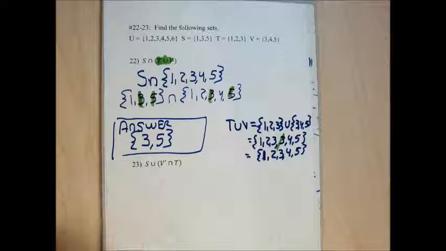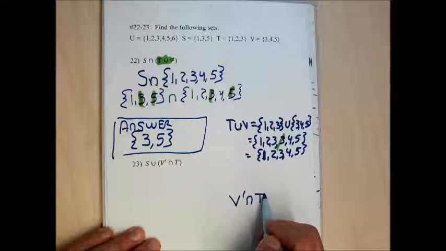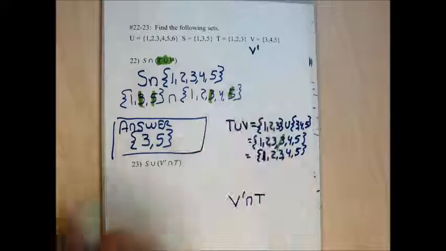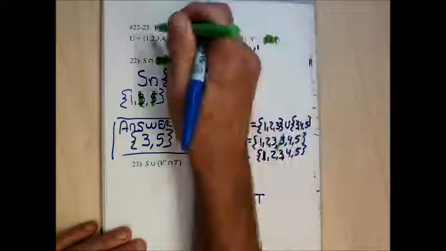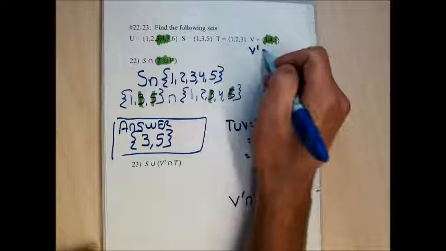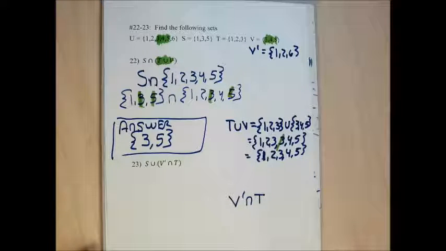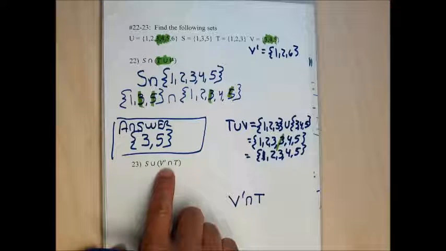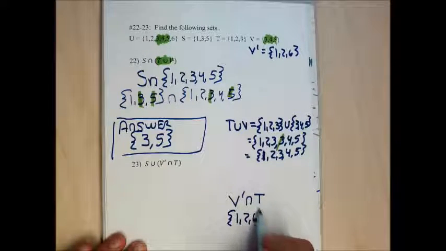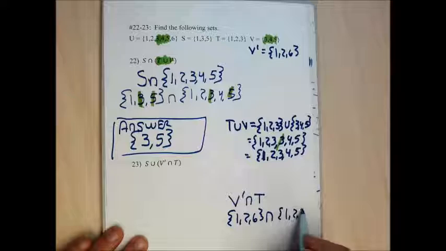For problem 23, off to the side, the first thing I need to do is V complement intersection T. I need to know what V complement is. To find V complement, I'm going to go to the universal set, and I'm going to scratch out the elements of V, which are 3, 4, and 5. When I scratch those out, what I haven't highlighted are the elements of V complement, which are 1, 2, and 6. So to figure out what's inside my parentheses, I need to take my V complement set, which contains the numbers 1, 2, and 6, and intersect it with that T set, which contains 1, 2, and 3.